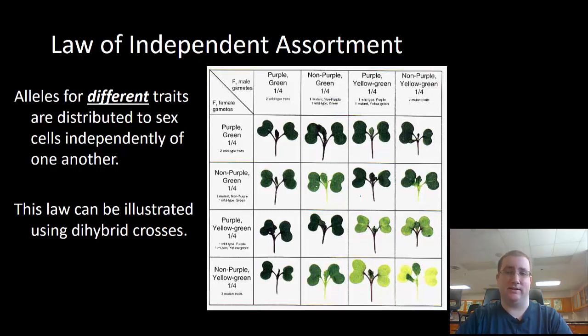Now, I will say the law of independent assortment is not 100% true, because if 2 traits are on the same chromosome, you physically can't rip apart those traits. So if you have your eye color and your height both on the same chromosome, they can't be independently assorted because they're on the same chromosome, and we actually call that linkage.